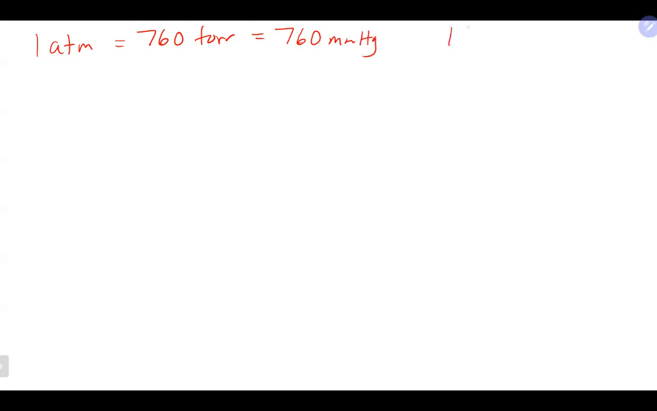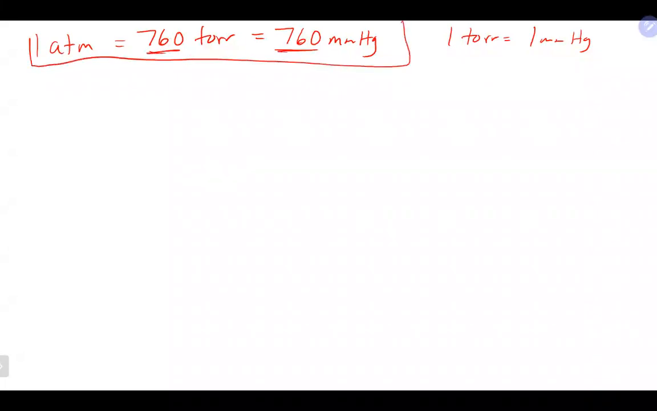A reminder that 1 torr is equal to 1 millimeter of mercury, so it's a 1-to-1 conversion. So basically, you need to convert things between those two. You simply just change the units. It should be the same number. 760 obviously is an important number between these three units.